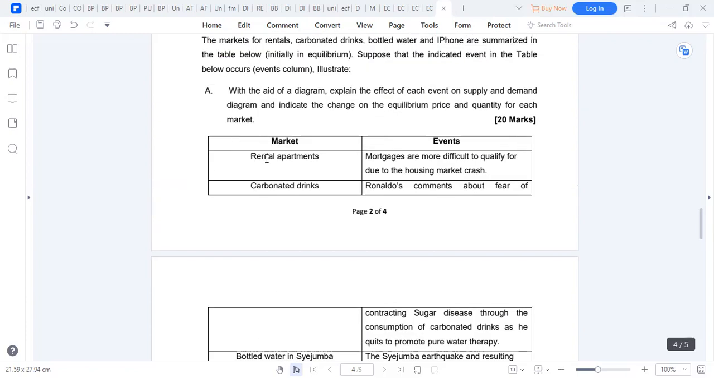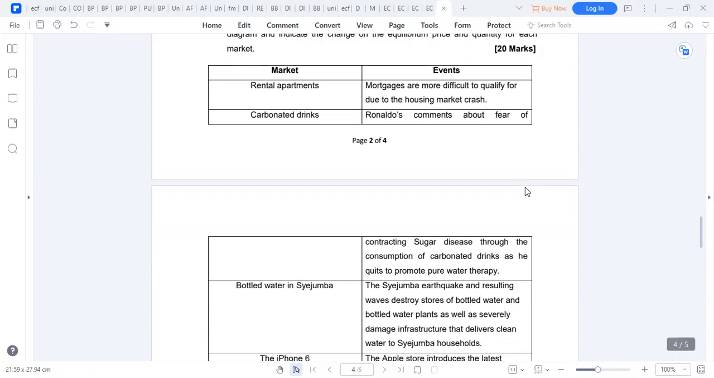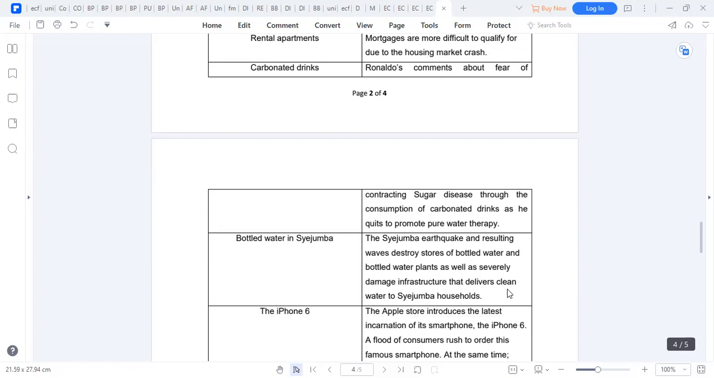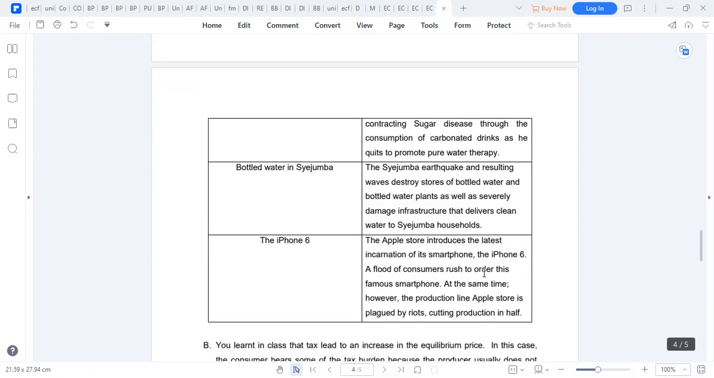So we have the market: rental apartments, and mortgages, where the event is that they are more difficult to qualify for due to the housing market crash. Carbonated drinks: Ronaldo's comment about the fear of contracting sugar disease through the consumption of carbonated drinks. Bottled water in Senyumba: an earthquake results in waves destroying the bottled water stores, and bottled water plants were severely damaged, as was the infrastructure that delivers clean water to Senyumba households. iPhone 6: Apple introduces the latest incarnation of the smartphone, the iPhone 6, and consumers rush to order it.